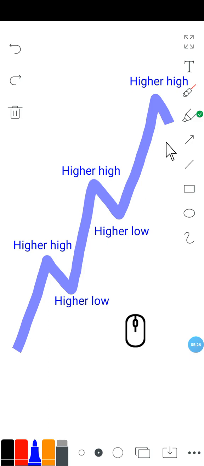Now, on a bear trend, the opposite is the case. On a bear trend, the reverse is the case.